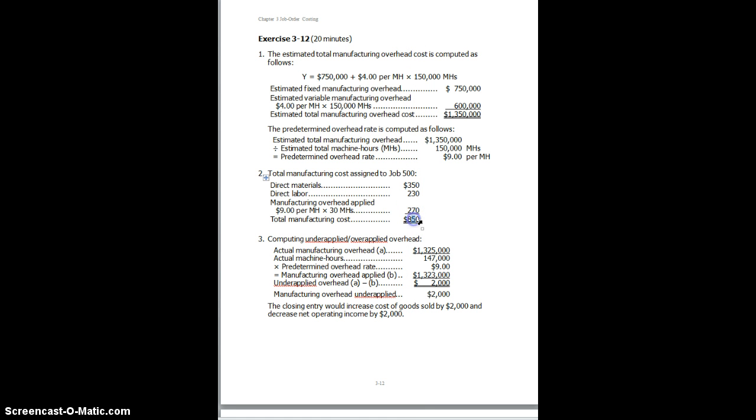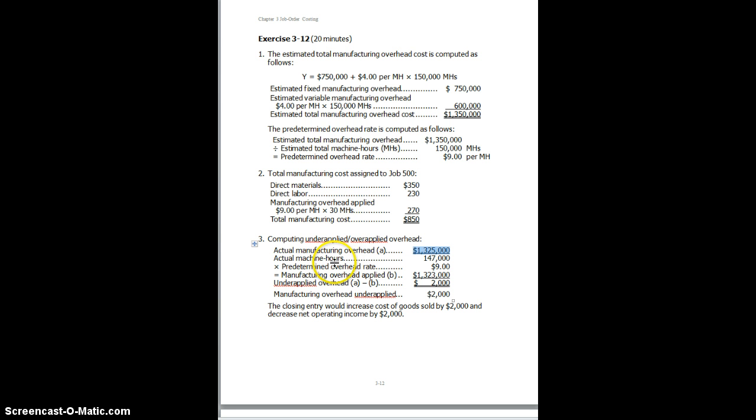of $850. Part 3 wants to know whether we have underapplied or overapplied our overhead for the year at the Coty Corporation. They tell us that they have 147,000 machine hours worked on all jobs, and that actual manufacturing overhead was $1,325,000.